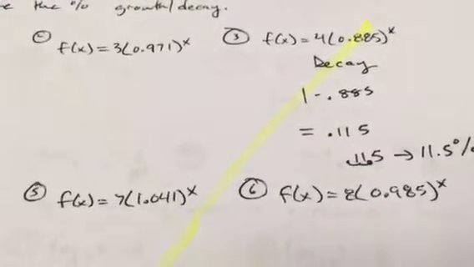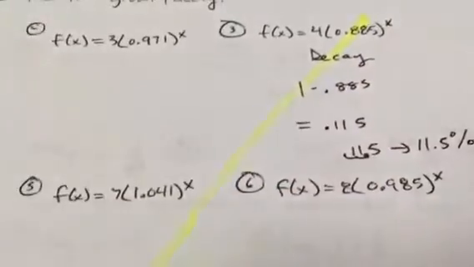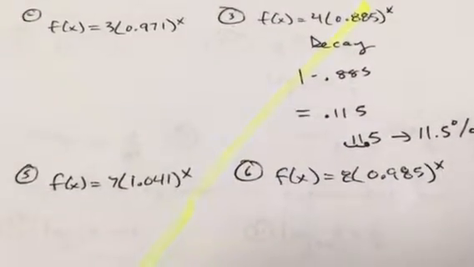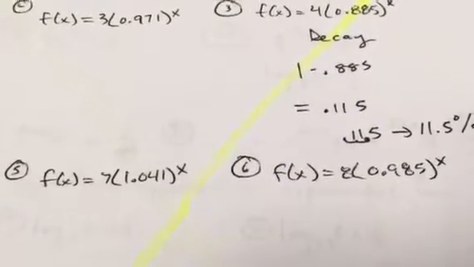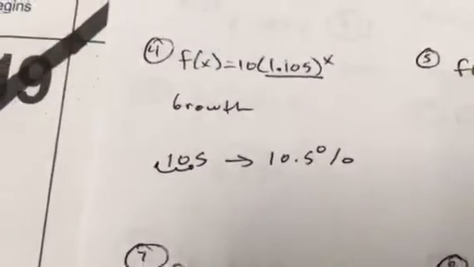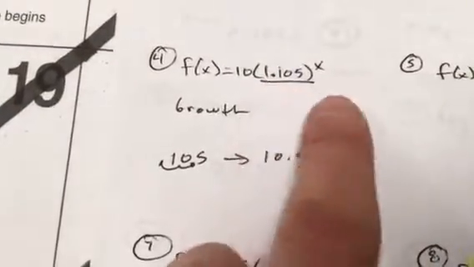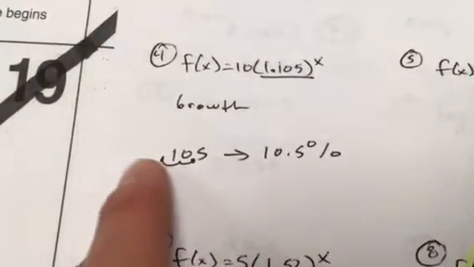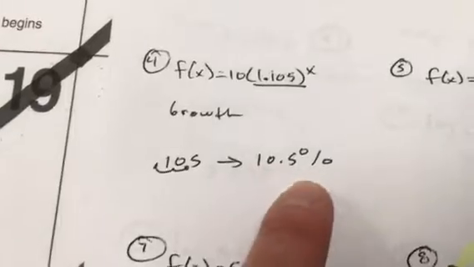Number 3, notice that base is less than 1, so it's decay. You do 1 minus 0.885. You're left with 0.115. If you multiply that by 100 or move the decimal over twice, you get 11.5%. Here at number 4, you have growth. What is left over? That 0.105. You make that into your percentage, move that over twice, 10.5% growth.